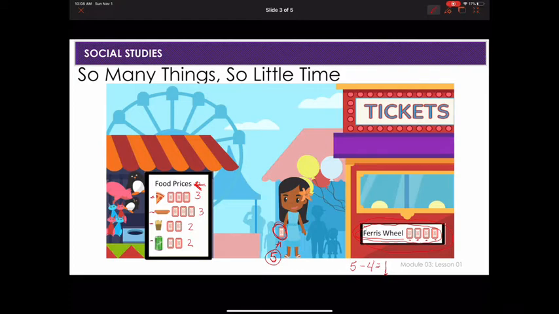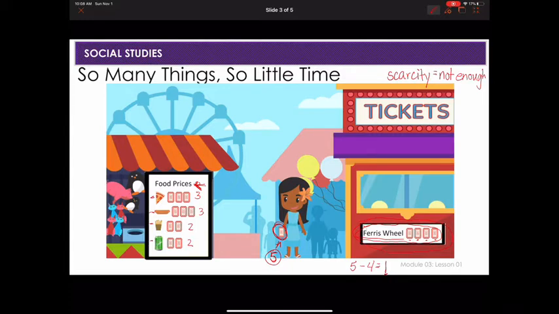Okay, Lily has what we call a scarcity of resources. Scarcity, that's kind of a big word, right? Scarcity just means that she does not have enough of what she needs to get everything that she wants to buy. Okay, so scarcity just means not enough. Lily has to make a choice because she does not have enough tickets to buy everything that she wants to buy.